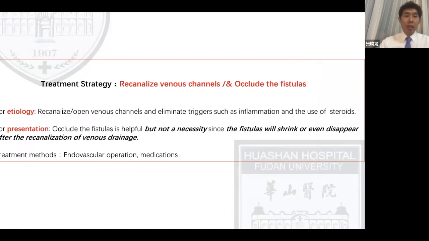So the treatment strategy was to recanalize the venous channels or occlude the fistula. For the etiology, recanalize or reopen the venous channels and eliminate the triggers; factors such as inflammation and the use of steroids are very important. For the clinical presentation, occluding the fistula is helpful, but not necessary in some cases, since the fistula will shrink or even disappear after the recanalization of the venous drainage. So our treatment method includes not only the endovascular operation, but also some medications.